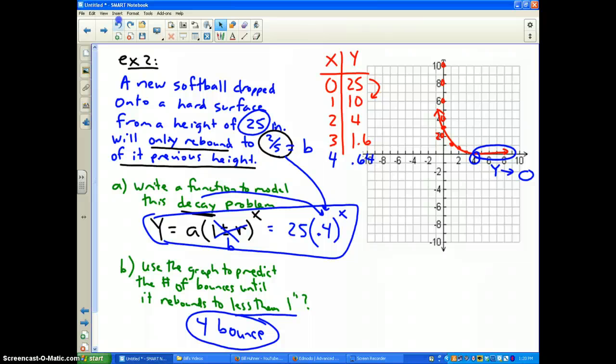That's how you do a growth problem, and that's how you do a decay problem. That's pretty much what we're going to be doing this entire unit.